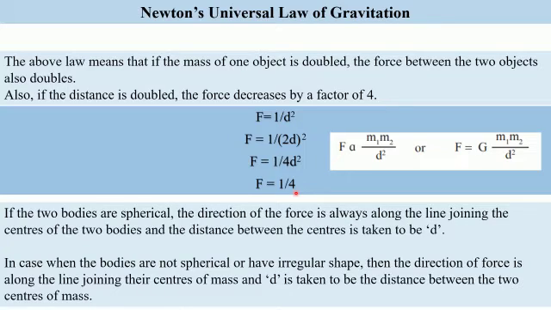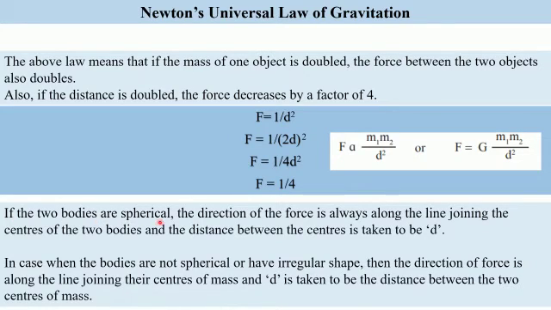If the distance between the two objects is tripled, that is, it is increased by a factor of 3, then the force of gravitational attraction is going to decrease by a factor of 9. So this is what we learn from Newton's universal law of gravitation.